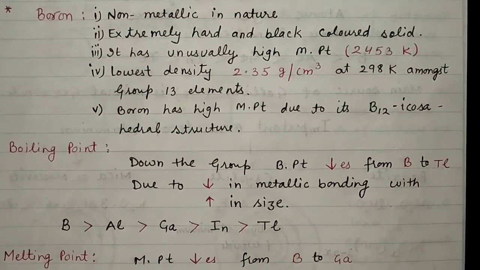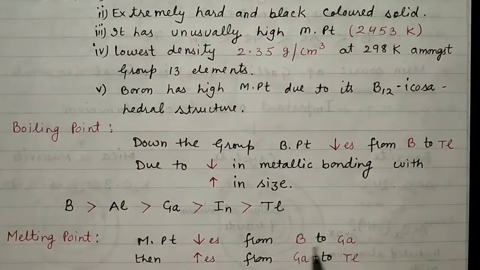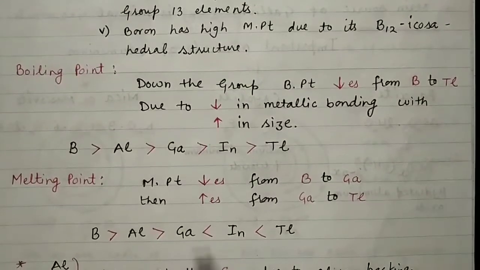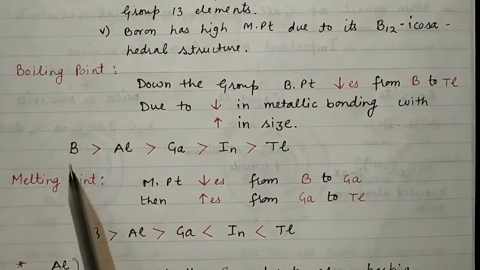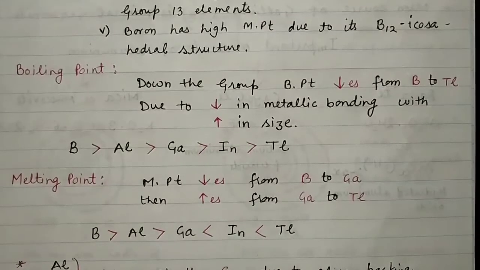And if you look over the melting point, it decreases from boron to gallium and then increases from gallium to thallium. So here this is the order of melting point. Boron will have the higher value for boiling as well as for melting point, but there is change in the order of melting and boiling point. Here you will see melting point decreases from boron to gallium, then increases from gallium to thallium. This is because aluminium, indium and thallium, they have the closed pack structure. So closed pack structure will have the higher value of melting point.